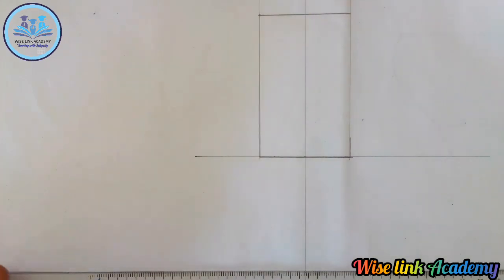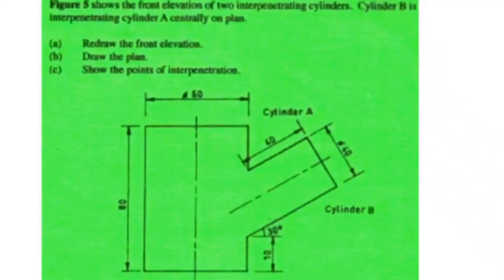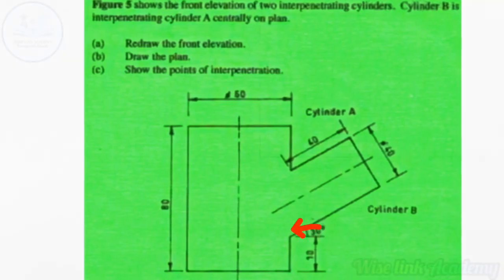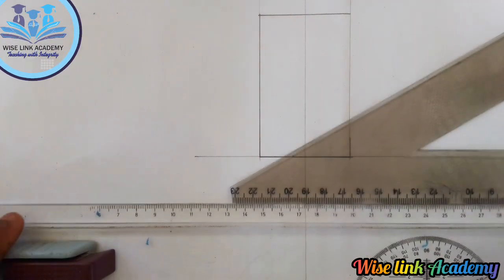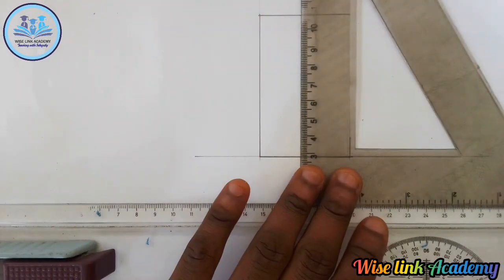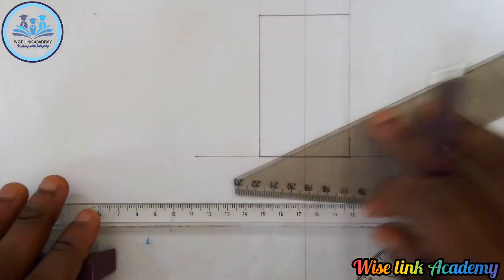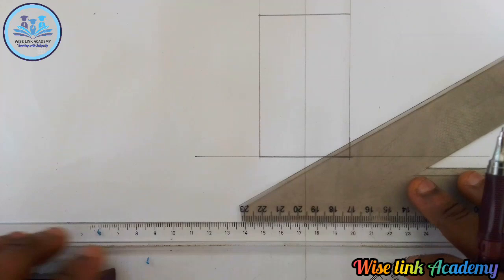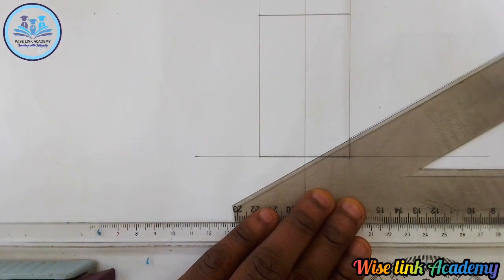I'll be having this. Let me show you the question again. From this point 10, there's an incline of 30 degrees. So I'll take my set square this way. If I take it this way, this is 60, and if I take it this way, it is 30. So I'll place it at this point here and draw an inclined line of 30 degrees this way.